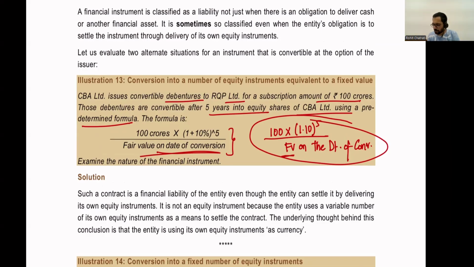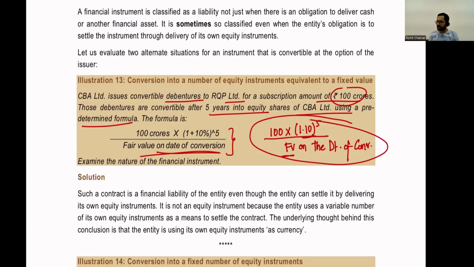Why are we actually multiplying this by 1.10 whole power 5? One way of looking at it is 10% is basically the interest rate for each year. We are not paying interest every year. Instead, the interest will keep getting added to the principal amount. The principal amount was rupees 100 crores. We will keep accumulating interest at the rate of 10% for the next 5 years. And whatever is the cumulative principal plus interest, that will get redeemed by issuing an equivalent amount of equity shares.